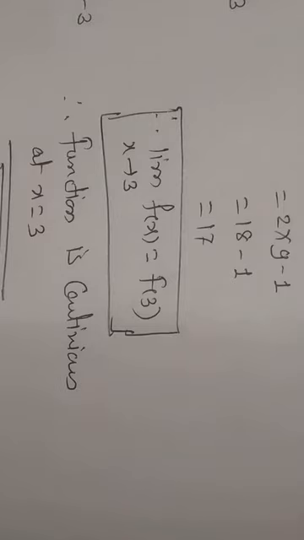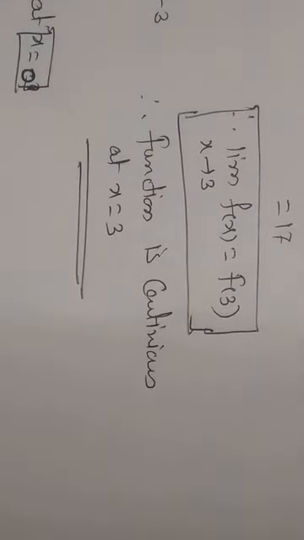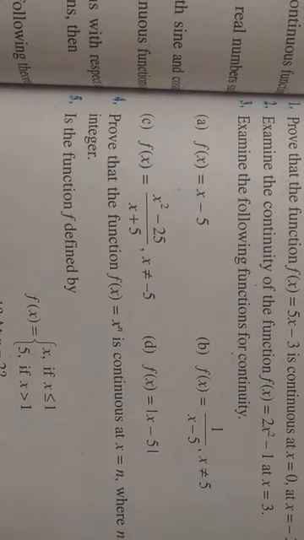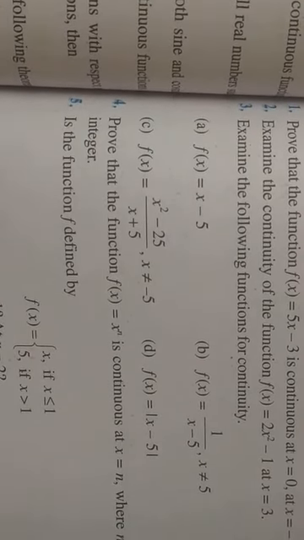Now if we don't have specific numbers, we check the discontinuity without x equals c, taking a general point. That type of example is example 3, which is 5.1. Examine the following functions for continuity. First, f of x equals x minus 5. Second, f of x equals 1 upon x minus 5. Third, f of x equals x square minus 25 upon x plus 5, where x is not equal to minus 5.